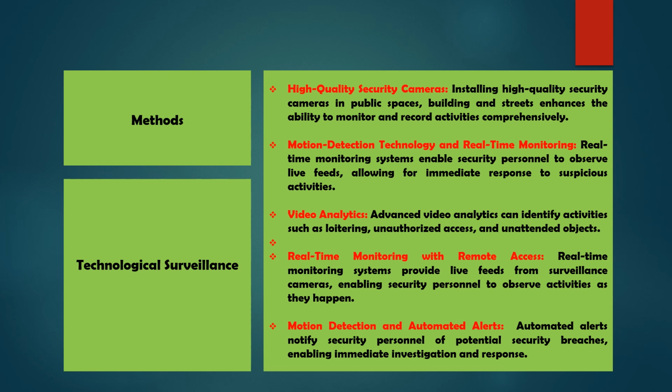They can also employ what we call motion detection technology and real-time monitoring. We have cameras that can detect people's movements, that can record movements, and such cameras can then alert the homeowners, the house owners, and even the local police stations. Then we have video analytics, real-time monitoring with remote access, and also motion detection and automated alerts. All these are modern security surveillance systems that are being used by both local government, the local police, and even members of the community to enhance surveillance and monitoring of activities that occur within the vicinity.